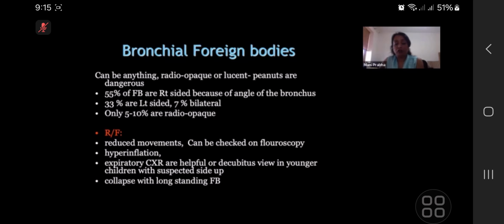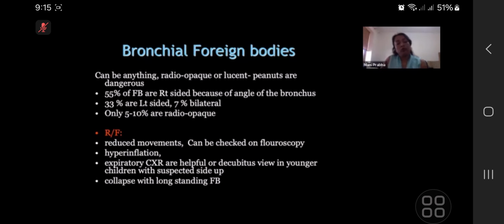They can be radiopaque or radiolucent, but more likely radiolucent. Peanuts are very dangerous. 55% are right-sided because of the straight angulation of the bronchus. They just land up in the right main bronchus. They can be left-sided or bilateral also, and only 5 to 10% are radiopaque.